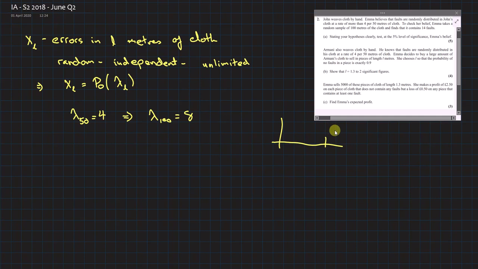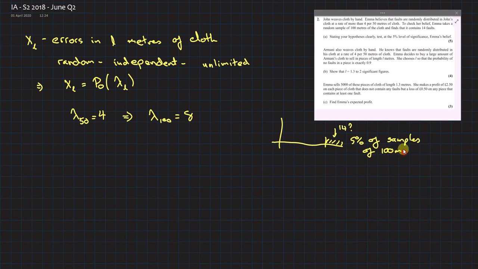We've got 14 here. Is that in the critical region? And that critical region is 5% of values. Samples of 100 meters. Okay, so that's what we're looking at.